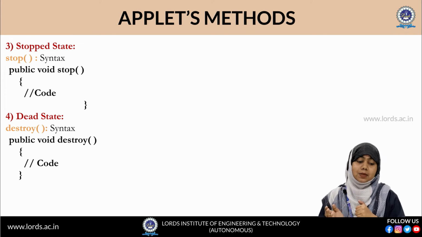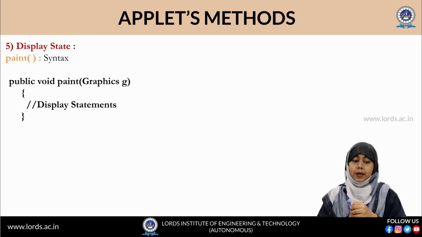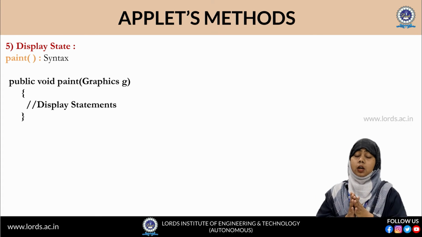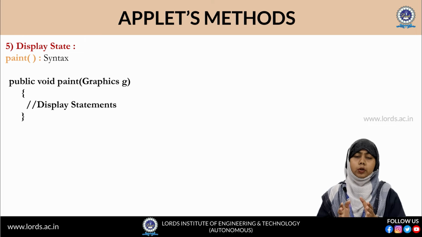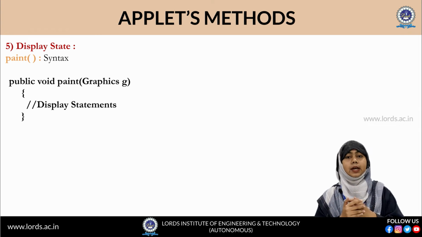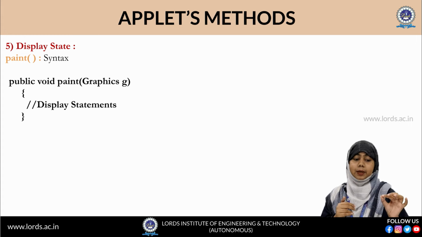Now moving on to the next method, that is the paint method. The paint method is used to write the logic of the program. Here, logic of the applet means what you want your applet to perform. You want your applet to show some sort of figures, or play some sort of animations, audio, some sort of sounds and all. That time you can write the logic inside the paint method.